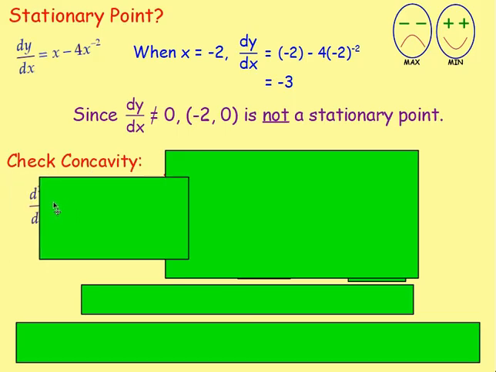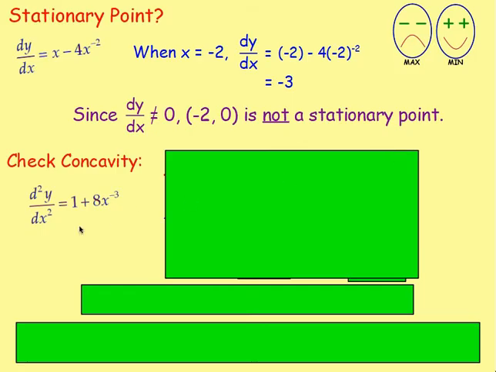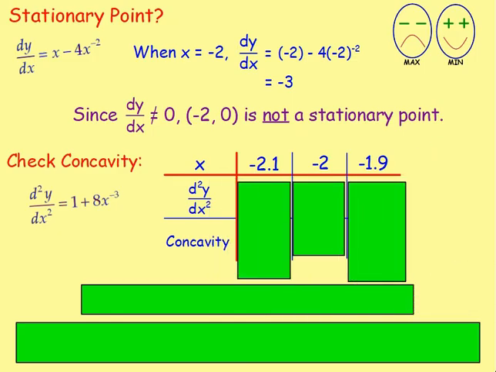So to do that, you are using the second derivative. That second derivative was 1 plus 8x to the power of negative 3. Remember, you are using something similar to your nature table. So you're taking x, you've got negative 2, pick a value just before that, go out by 1 decimal place to give you negative 2.1, and a value just after with negative 1.9. Sub these values into that second derivative.